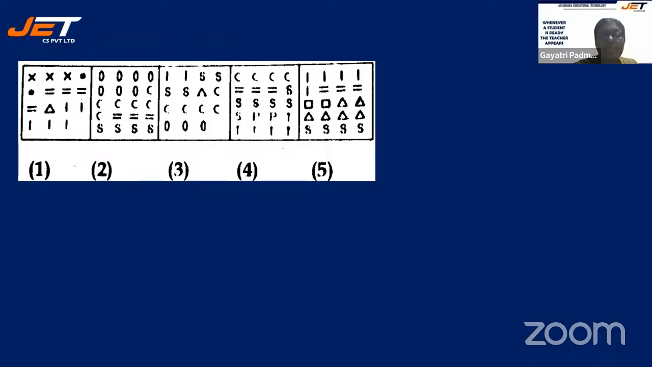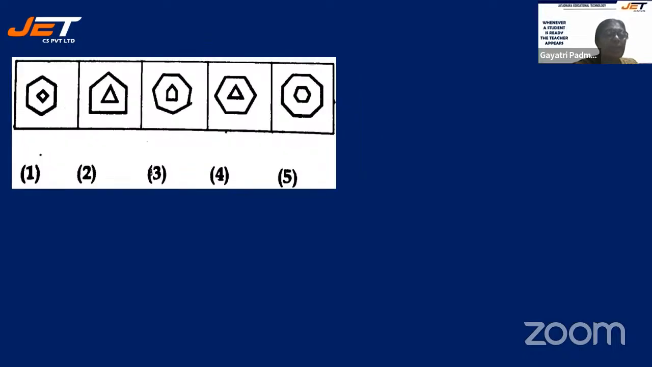All right, let's see the answer. It is option 2, which is different from the other options. All right? See the next one. Option 1, 2, 3, 4, 5, which is the odd figure out. So 30 seconds is given to you, students. So you can definitely think and then do it.